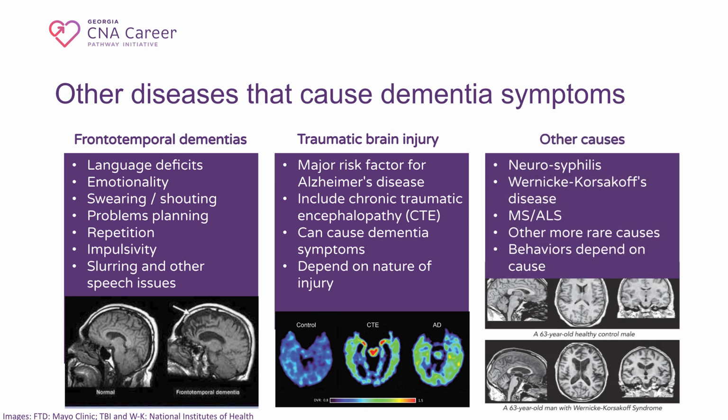Finally, there are a lot of other causes of dementia symptoms that produce their own unique behaviors. For example, untreated syphilis infection can produce neurosyphilis, which can affect the tissue covering the brain and spinal cord, called the meninges, or it can directly affect the brain or the spine. People with neurosyphilis may exhibit changes in mood or thinking. Wernicke-Korsakoff syndrome can result from a vitamin B1 deficiency, most commonly caused by chronic alcohol use disorder or an eating disorder. The disease occurs in two phases.